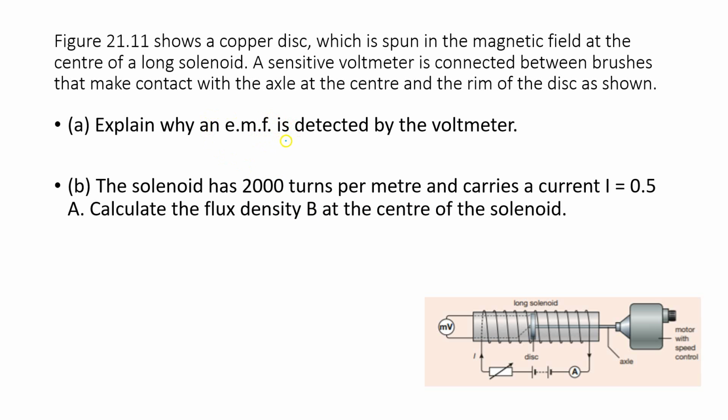So the first question would be for us to say why there is an EMF that is detected by the voltmeter. So as you can imagine, remember now that a solenoid, as long as current is flowing through the solenoid, is going to generate a magnetic field. Follow me? And with that being said, if you have a disc that is spinning inside of the magnetic field, then essentially you're going to cause electrons in the disc to move, and as a result, current would be flowing, right? So a voltage is detected as a result of the movement or the rotation of the disc inside of the magnetic field.